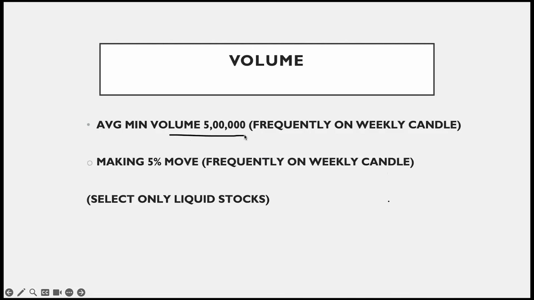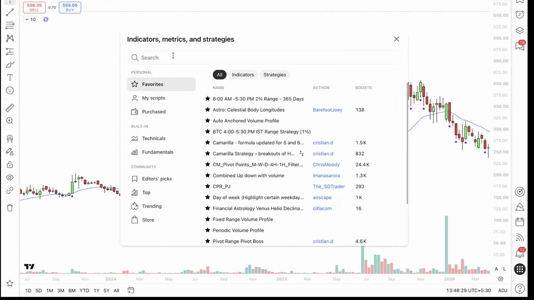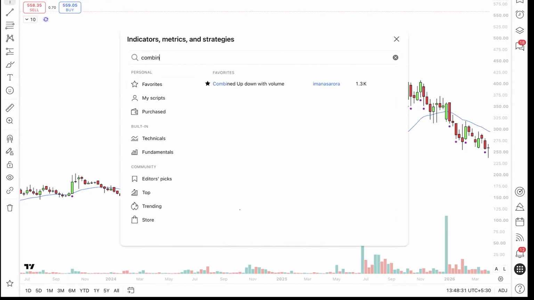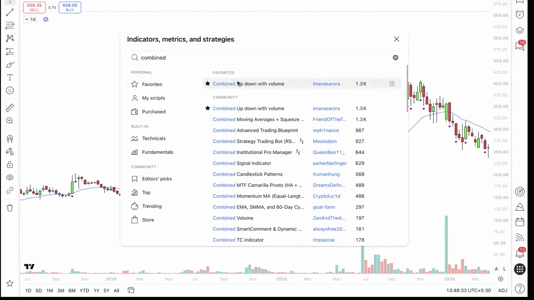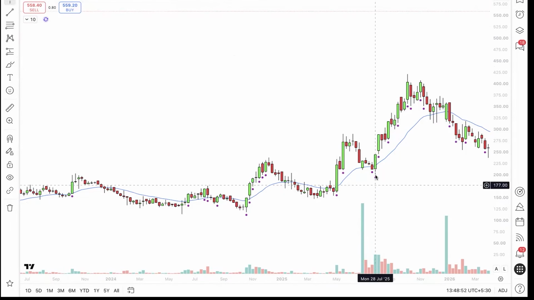Now let me show you on the TradingView chart what indicator I use to know which stock has minimum 5 lakh volumes and moves 5% frequently on the weekly chart. For that, I'll show here. Type "combined up and down with volume". Can you see here? Combined up and down with volume. That is the indicator. Once you click this indicator, it will come on the chart and plot below the candlestick.